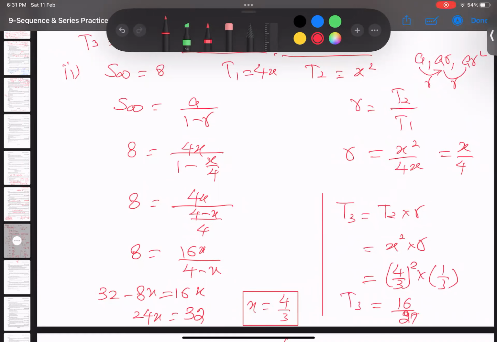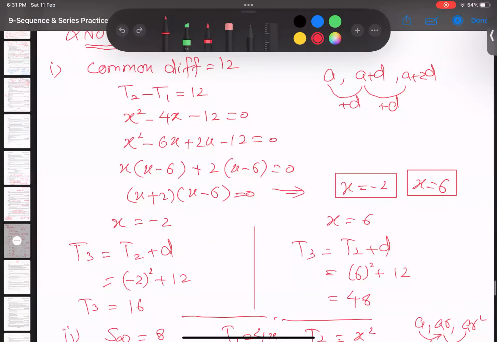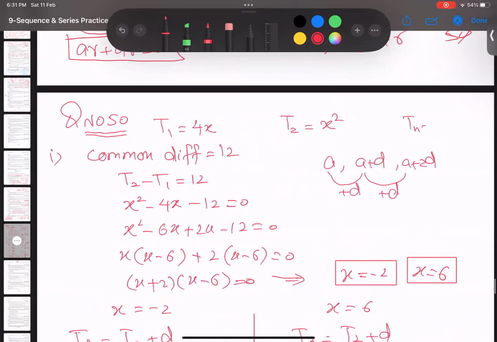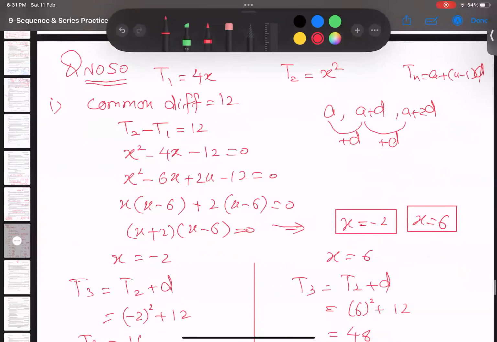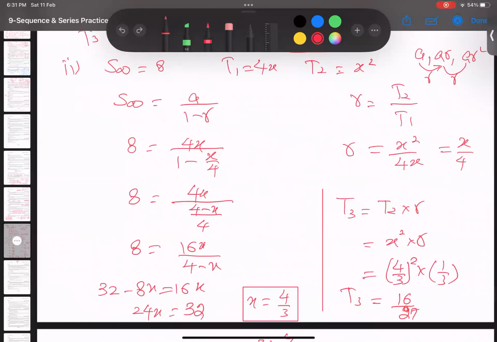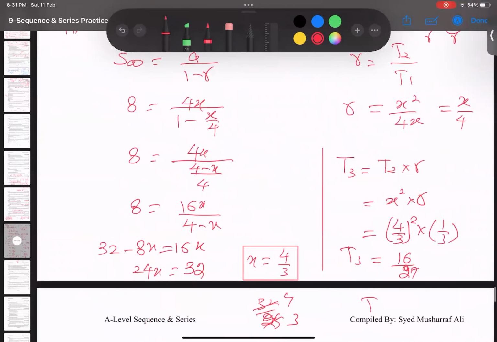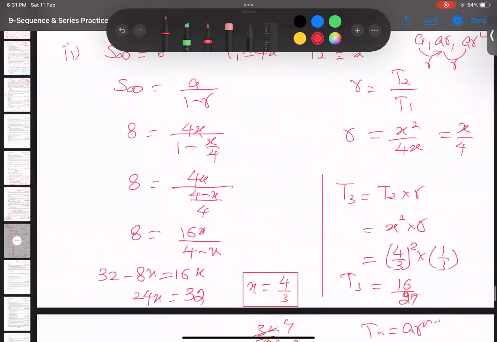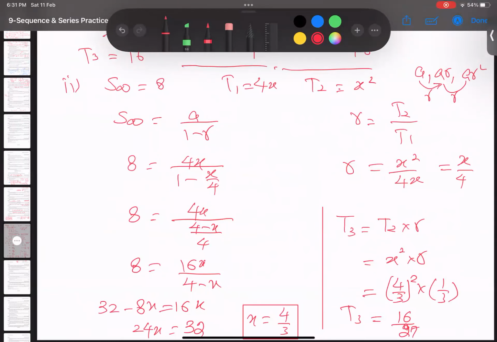If you don't like this technique, I can use another formula. Like Tn equals a plus n minus 1 times d for an AP, if I'm looking for the third term, I replace n with 3. The same approach applies here: for the third term in a GP, I use the formula Tn equals a r to the power n minus 1. I hope the concept is very clear and the question is finished.